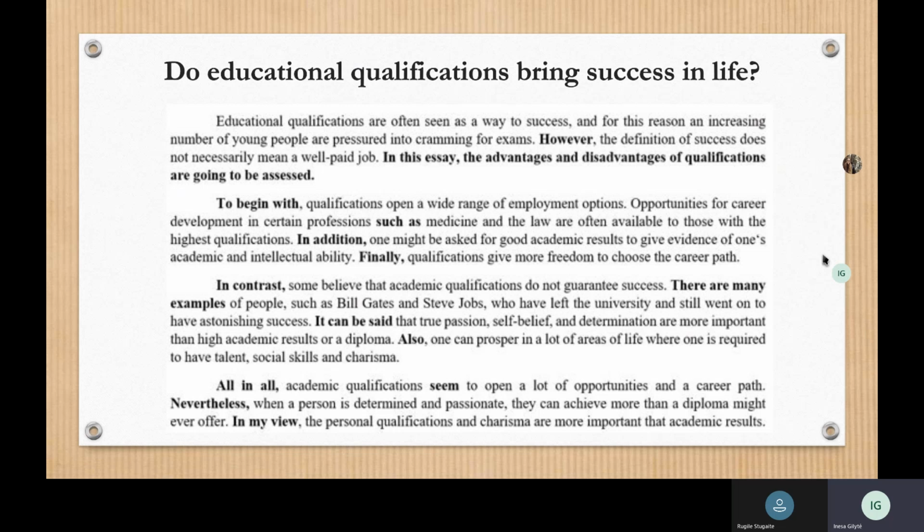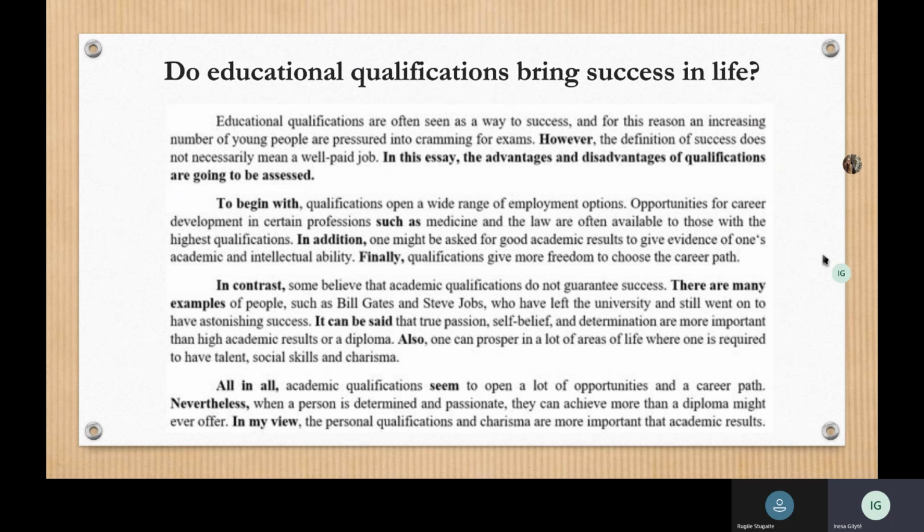Then you say, in contrast, on the other hand, and so on. I believe that you learned a lot of linking words that express the other opinion or the other view of certain matters. So in this case, in contrast is being used. Some believe that academic qualifications do not guarantee success. So you state the disadvantage part in this sentence.